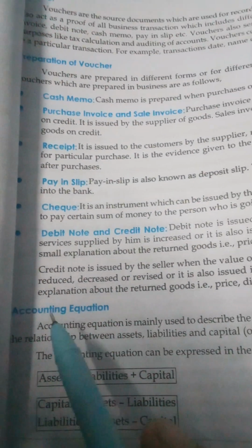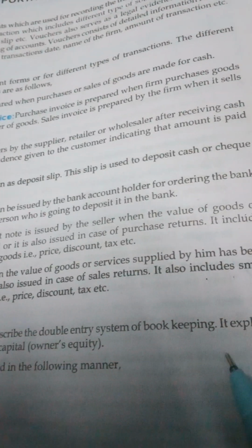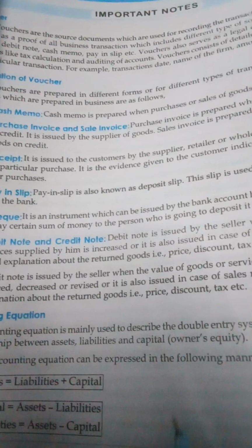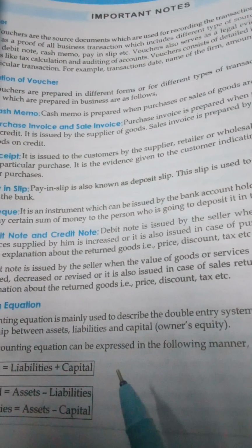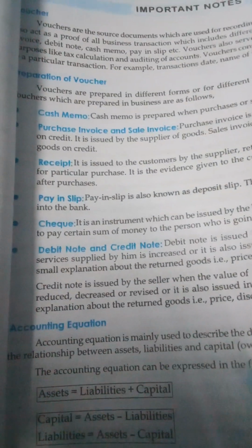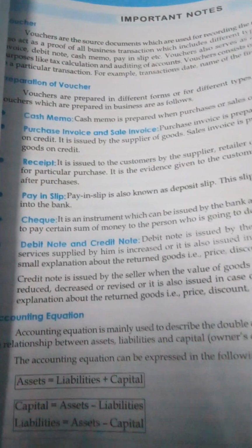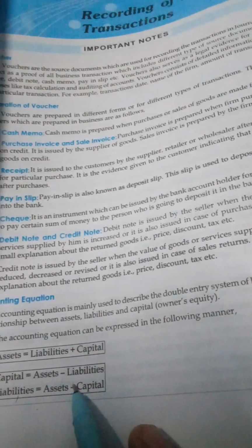Next one, accounting equation. The accounting equation is mainly used to describe the double entry system of bookkeeping. It explains the relationship between assets, liabilities, and capital or equity. The accounting equation can be expressed in the following manner. Number 1, assets is equal to liabilities plus capital. Next one, capital is equal to assets minus liabilities. Liabilities is equal to assets minus capital.